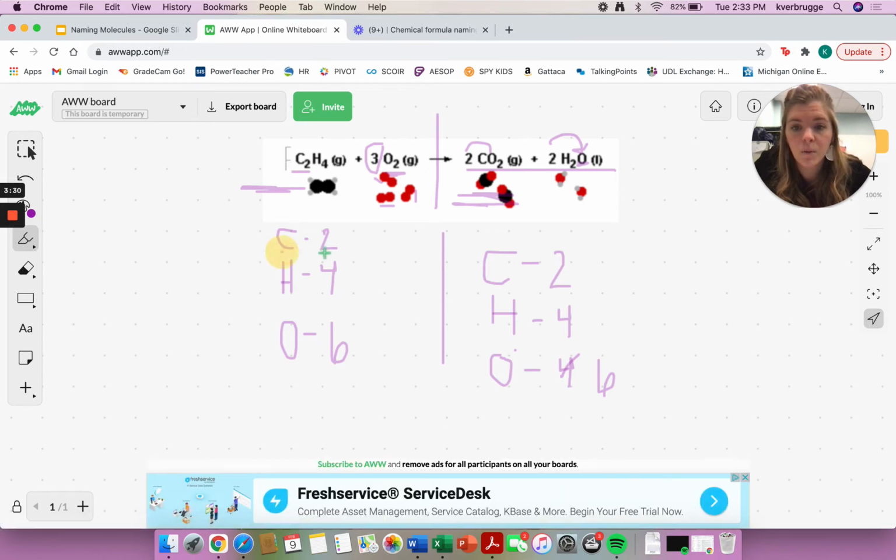So we start with 2 carbon atoms, and we end with 2 carbon atoms. We start with 4 hydrogens, we end with 4 hydrogens. We start with 6 oxygens and we end with 6 oxygens. So this is a balanced equation. This is the goal of what we're going to try to accomplish.